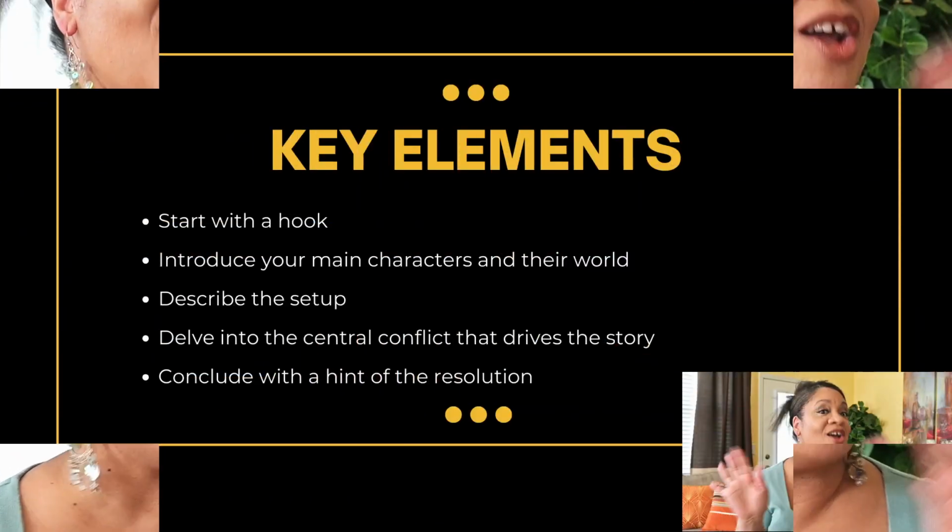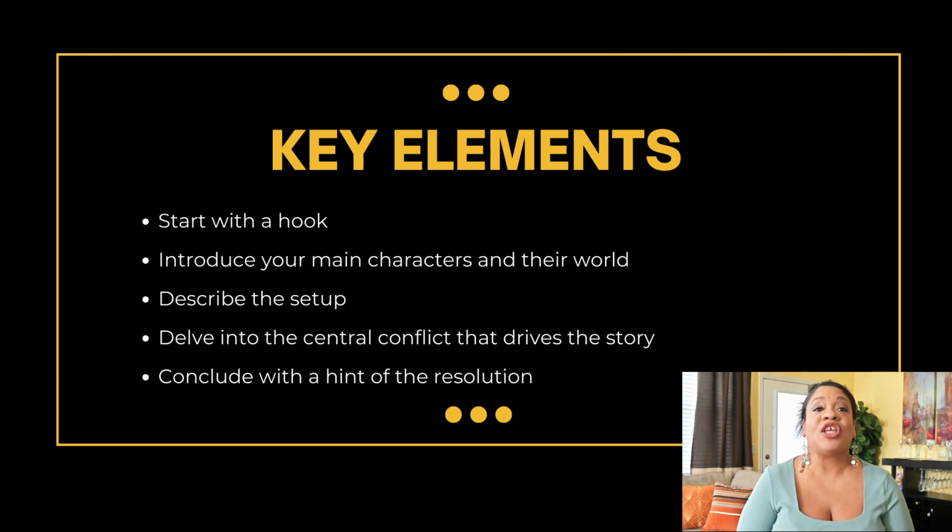That's why I'm going to share with you what the structure of a synopsis should contain. The structure is vital for keeping your readers engaged, and this structure is what I used when crafting the synopsis for my short film. Now, here are the key elements. First, you should start with the hook, something that immediately grabs their attention. Then introduce your main characters and their world, describe the setup, delve into the central conflict that drives the story, and conclude with a hint of the resolution.